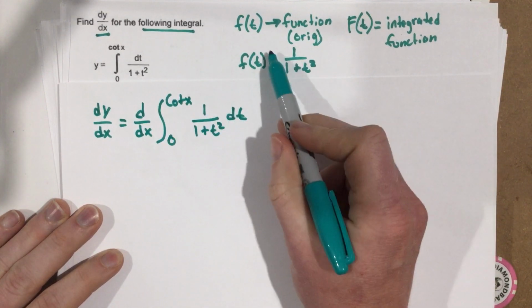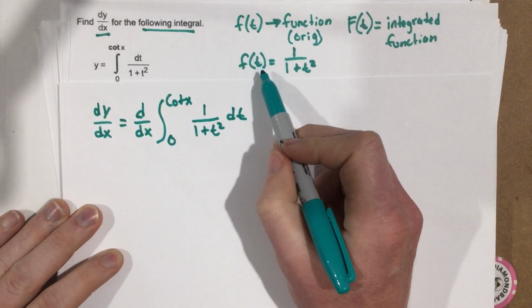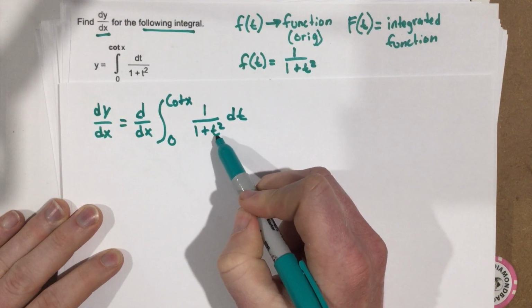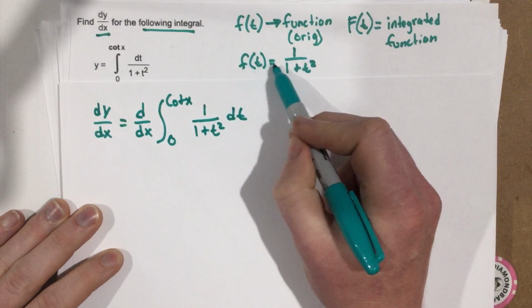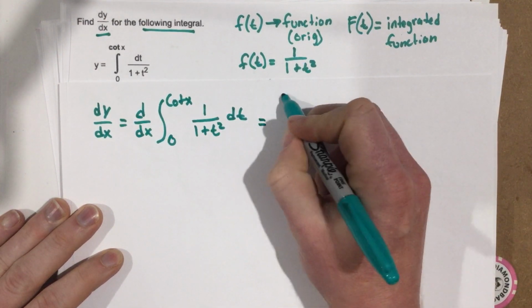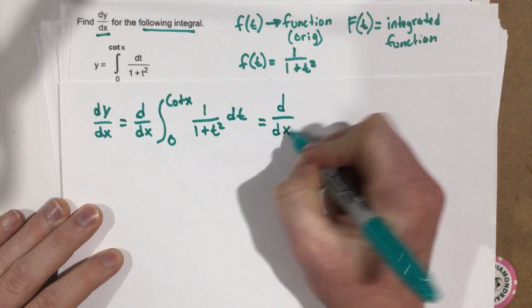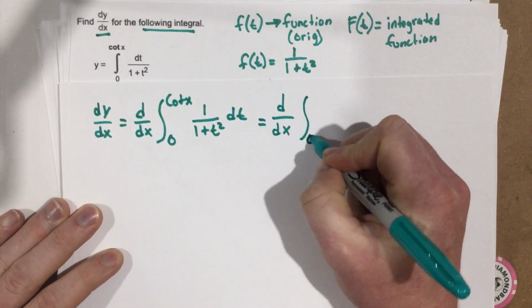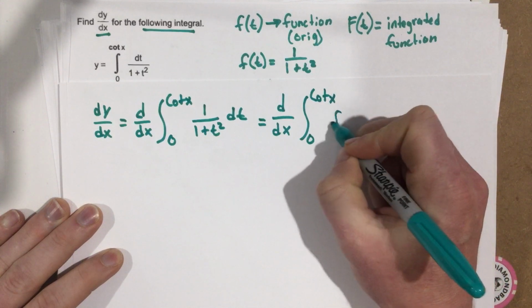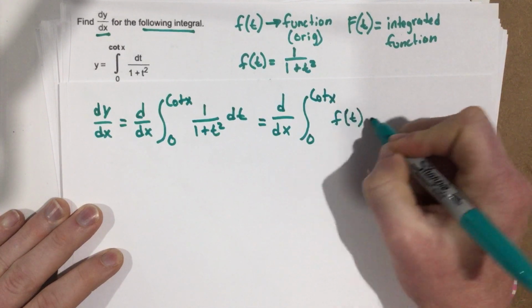And then I'm going to start to define what f of t is. So my original function is 1 over 1 plus t squared, which I said earlier. So I write f of t equals 1 over 1 plus t squared, and then I can rewrite this as d over dx, the integral from 0 to cotangent x, f of t dt.